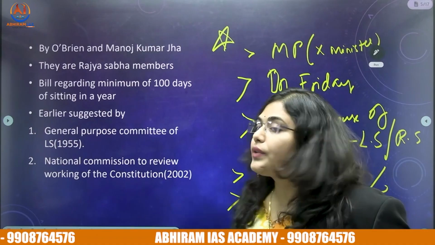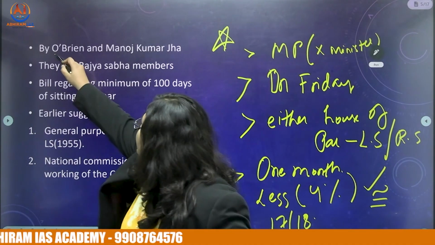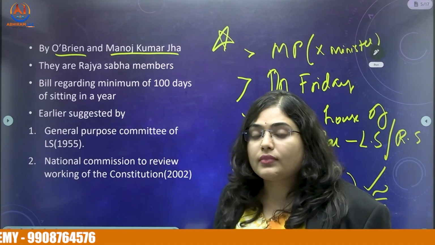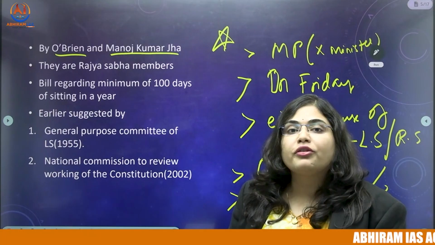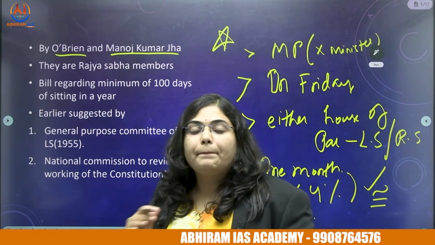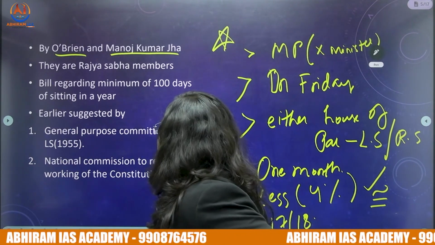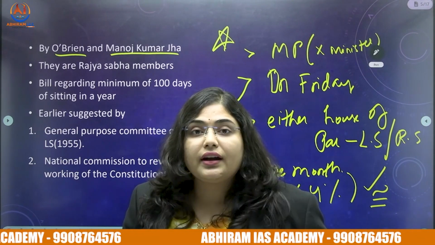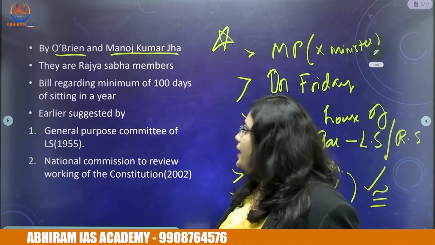Okay, so what happened yesterday? Yesterday in the Rajya Sabha, Derek O'Brien and Manoj Kumar Jha introduced a private member bill seeking that a minimum of 100 sitting days have to be held in the parliament per annum. So a minimum of 100 sitting days in the sessions need to be implemented in the parliament.